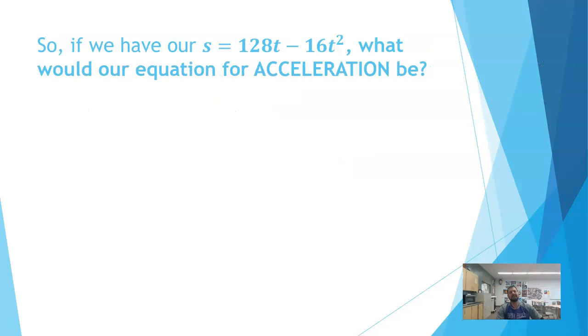Okay? So in this case, if I had my position equation, same one, 128t minus 16t squared, and I wanted to find my acceleration, I would first find my velocity, and then I would find my acceleration is negative 32. What that means is the acceleration is always negative 32, which makes sense because gravity is a constant, and in our example, that was the acceleration that was acting upon the rock.